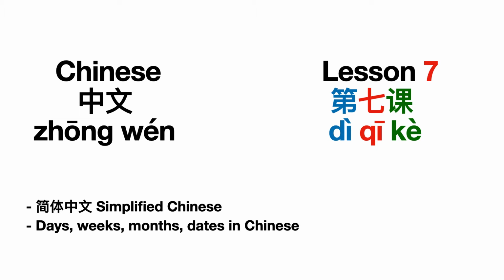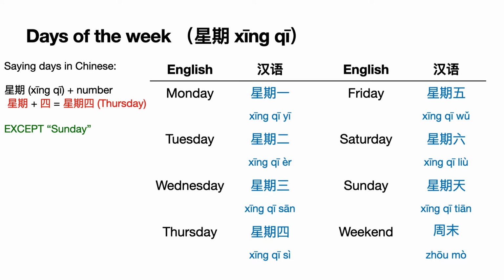We are going to learn how to say days, weeks, months, dates in Chinese. So to say days of the week in Chinese is very easy. Week in Chinese is 星期, xing qi. And then you just put a number at the back, and they will form the days in Chinese.